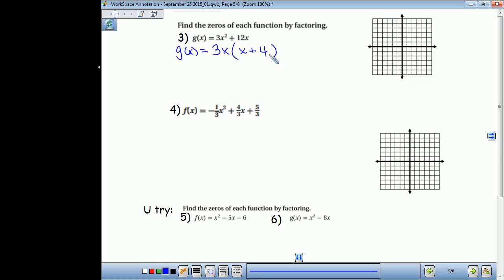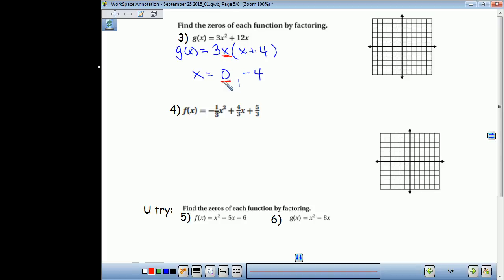Okay, so do you see I have the 2 factors? 3x is a factor, x plus 4 is a factor. So, what can I plug in here that would make that first factor equal 0? 0. What can I plug in here that would make the second factor equal 0? Negative 4.